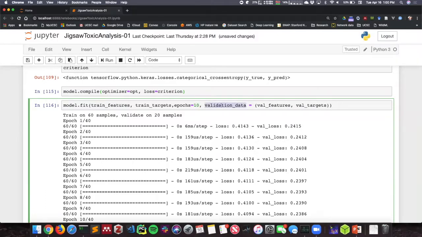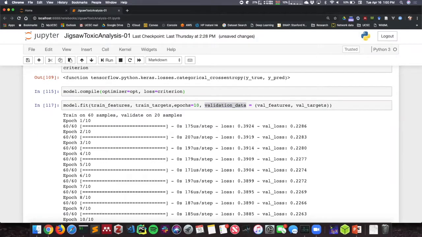And then validation data is what it will validate on after each epoch, right? So at each step, it'll do this. So now, over here, after the first step, I had a loss of 0.39, which was fine, and the validation loss was actually lower than that, which is good.